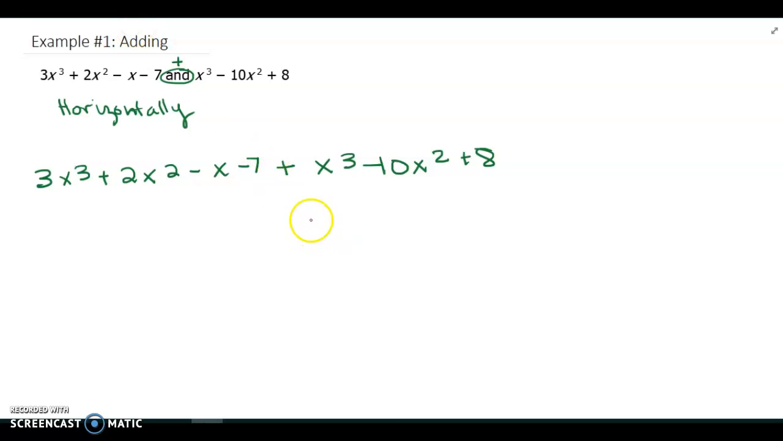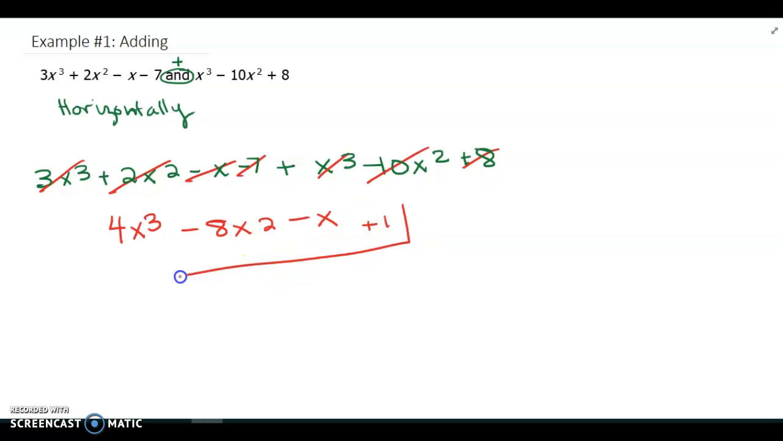All right, so now that we have that, we're going to combine like terms and simplify this. When I do, I mark them off as I use them. So 3x cubed plus x cubed is 4x cubed. 2x squared minus 10x squared is minus 8x squared. This is the only x. And then minus 7 plus 8 is plus 1. So this is what you would get.